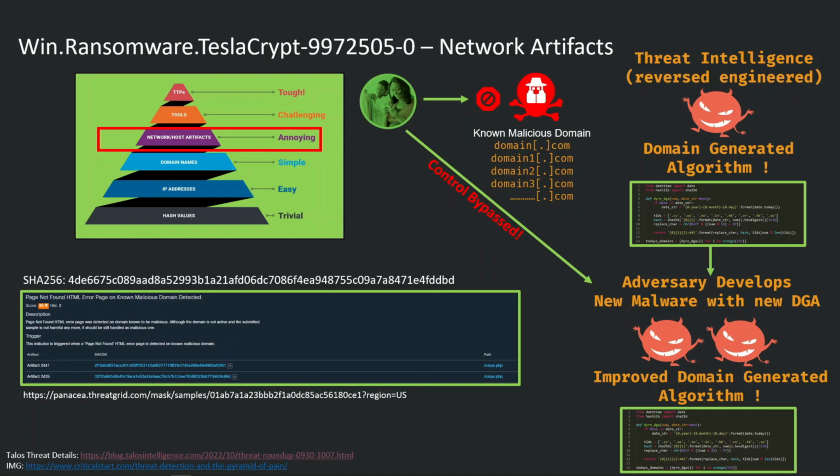Once they get this in place, they start rolling it out. Maybe we can't reverse engineer this DGA and can't predict. And therefore, this particular control is no longer sufficient.